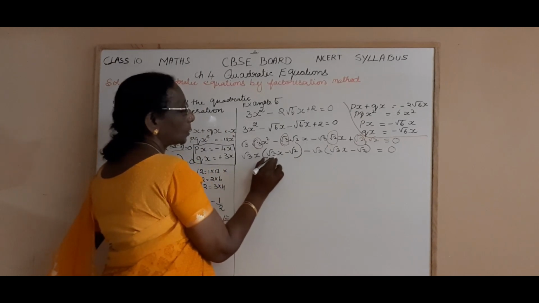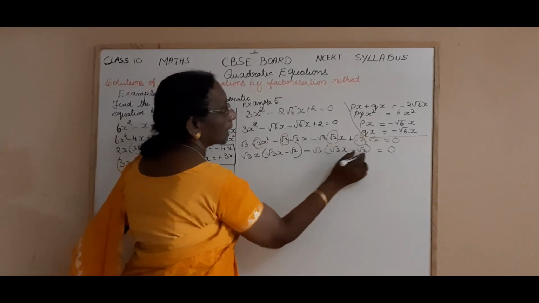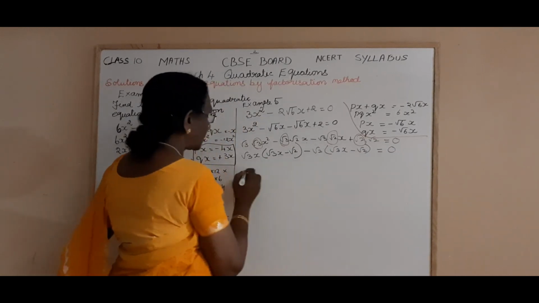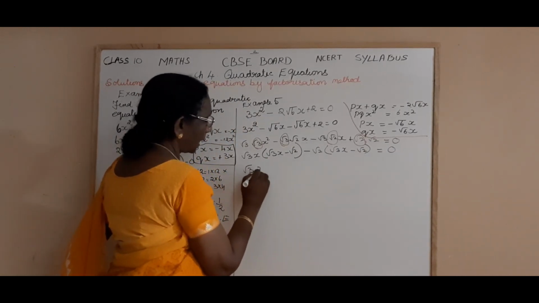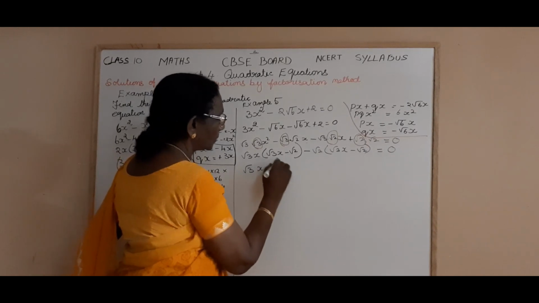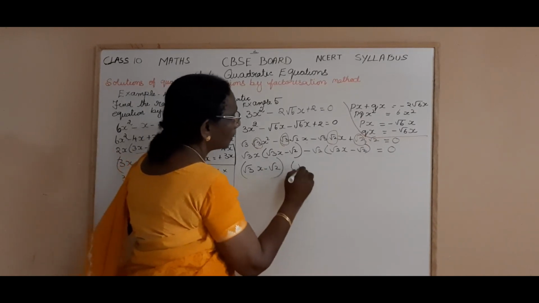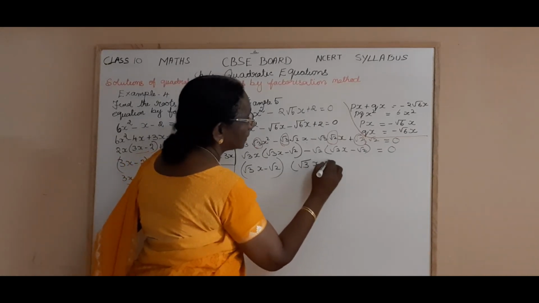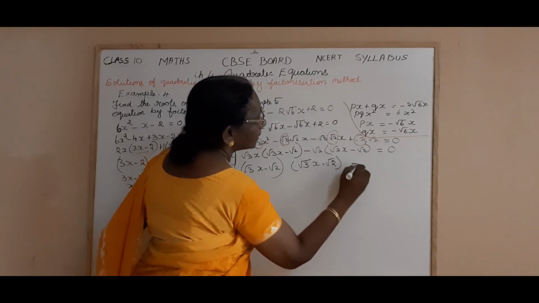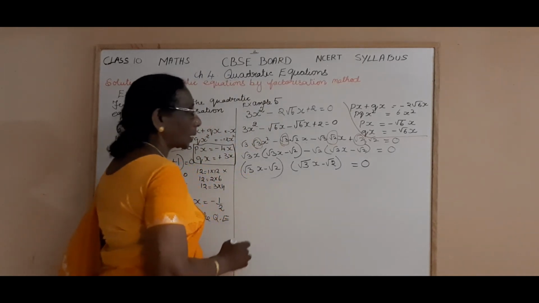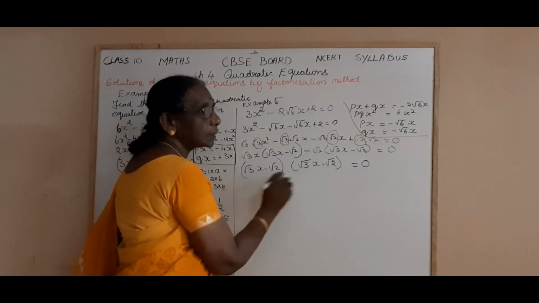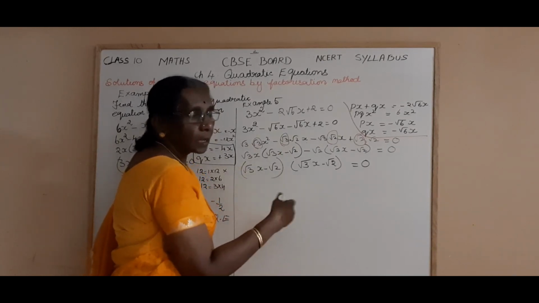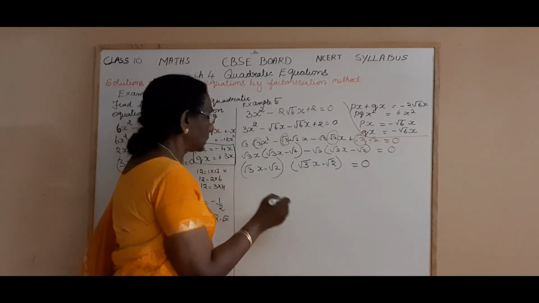So, you see here root 3x minus root 2, and minus root 2 root 3x minus root 2. So, you write root 3x minus root 2 into root 3x minus root 2 is equal to 0. Okay. Now both are same. Isn't it? So this equation has equal roots.